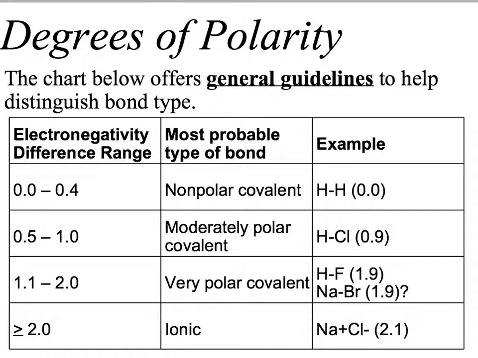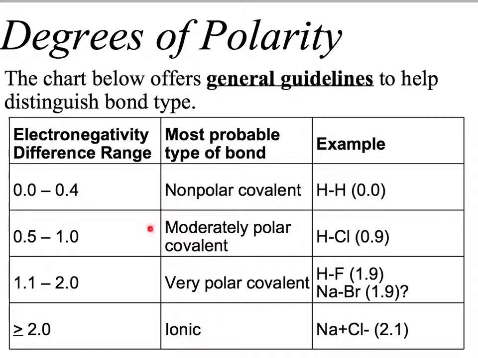All right, so we have degrees of polarity, and this is from your textbook here. This chart below offers general guidelines to help distinguish bond type. It's important to note we're talking about the most probable type of bond. It's not guaranteed, but it's just most probable. So we want to look at the electronegativity difference range. If we have a very small difference in electronegativity, like 0 to 0.4, then we have a nonpolar covalent bond. An example of that would be a hydrogen to hydrogen bond with an electronegativity difference of 0.